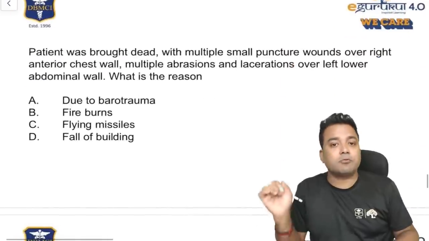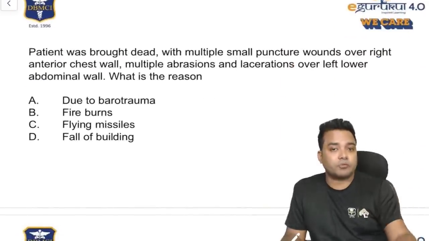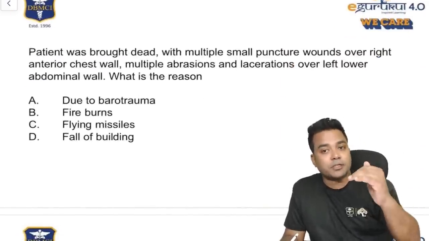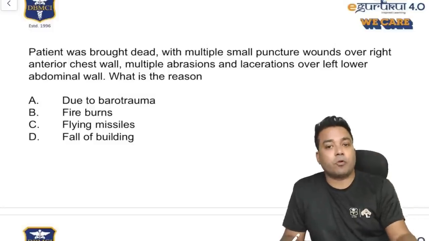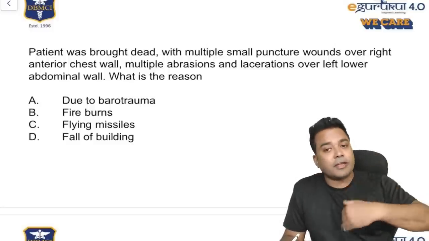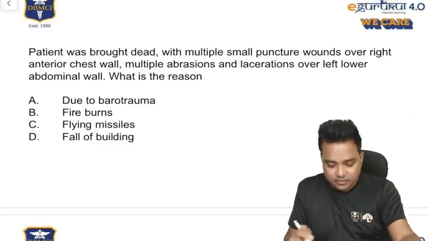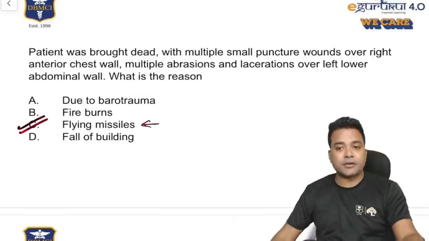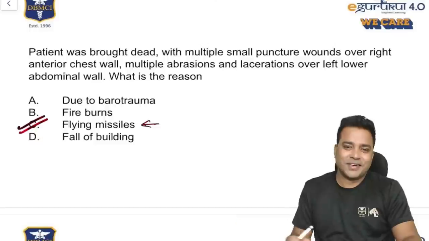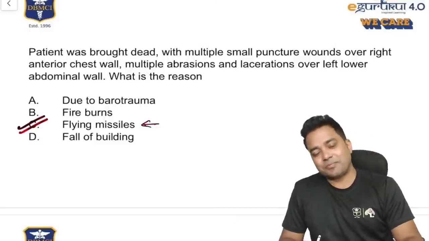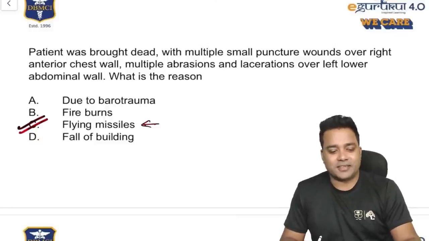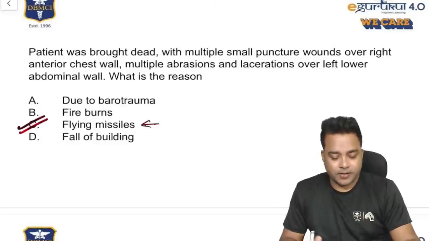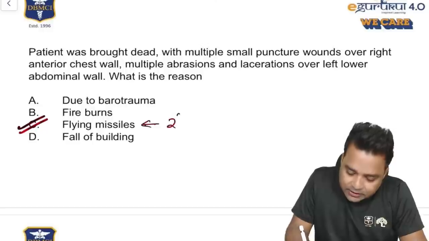Answer this one. A patient was brought dead with multiple small puncture wounds over the right anterior chest wall. Multiple abrasions and lacerations over the left abdominal wall. What is the reason? It is due to flying objects acting as flying missiles. Yes, the correct answer goes with option C. To be exact, which type of bomb blast injury? Primary, secondary, tertiary or quaternary? What will this be? This one will be labeled as secondary bomb blast injury.